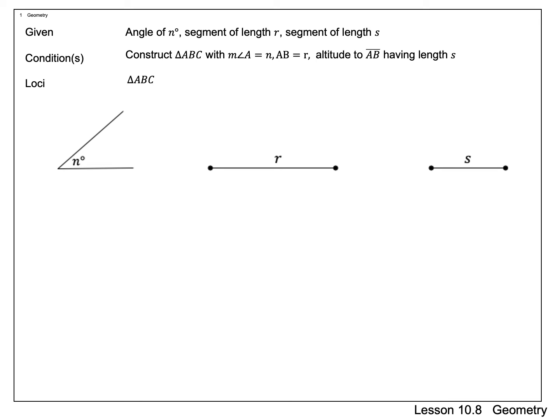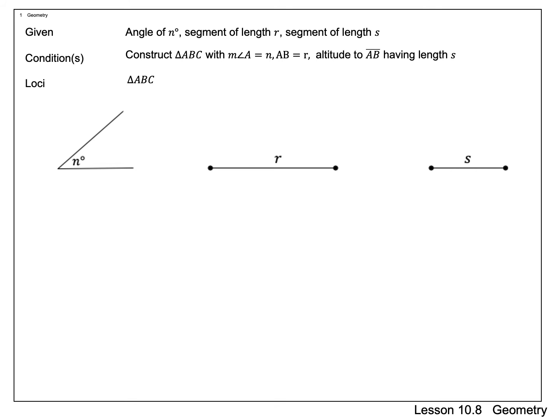All right, now we're going to use everything that we've learned in this chapter for construction. So we'll just do it one piece at a time. All right, so it says construct triangle ABC. So we're going to get a triangle. And the first real condition is that angle A is going to have the same angle measurement as angle N.